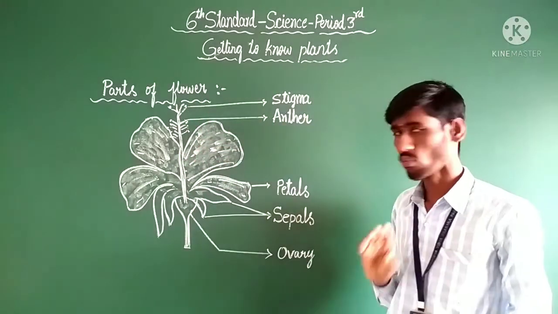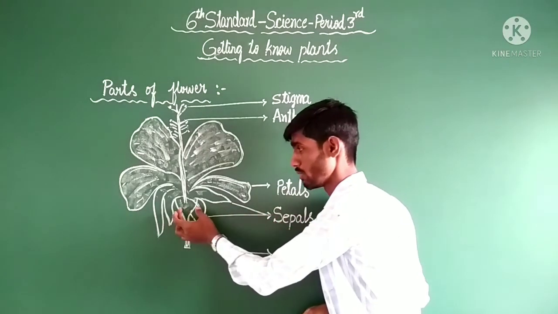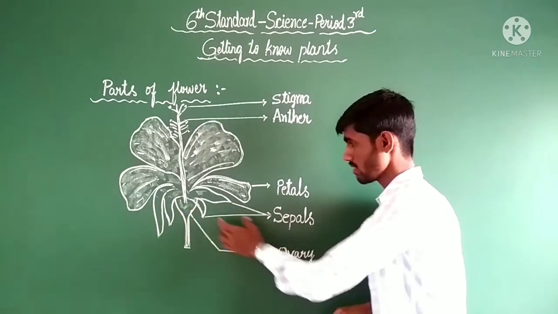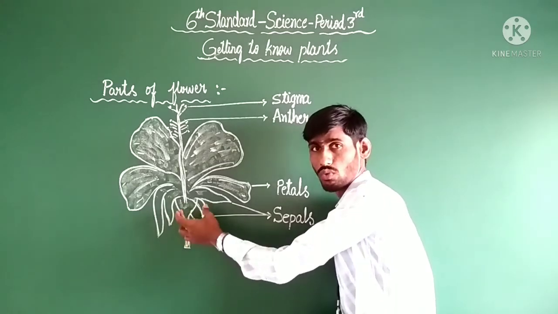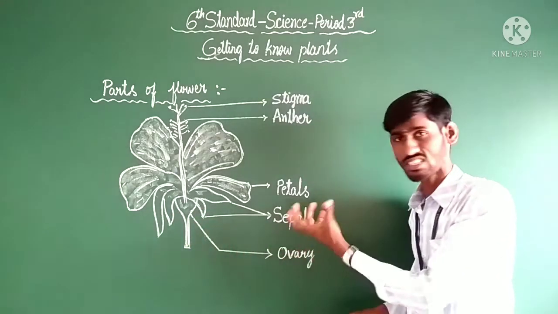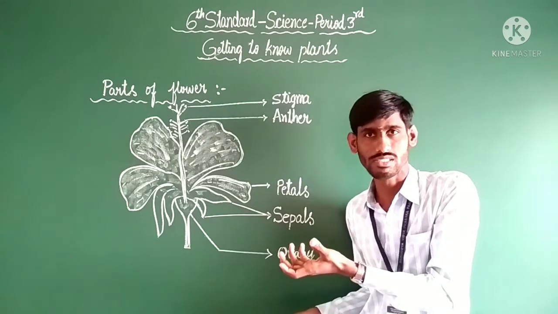Clear? Let us know one by one. To protect the bud, I mean protect the ovary. Protect the ovary. What is the ovary consisting of? The ovary consisting of ovules. Okay.